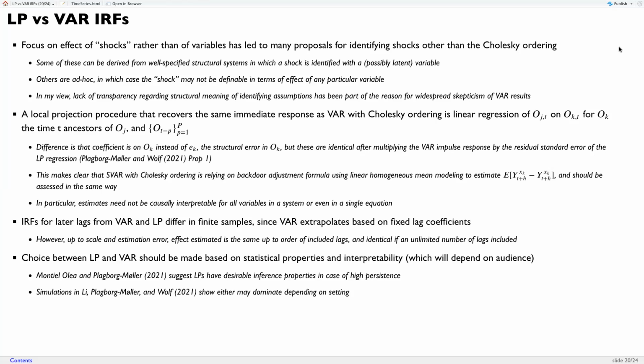And so, if you think that's good, then maybe this is okay. If you think that's bad, then maybe it's not okay. The IRFs will differ between these different approaches in finite samples because you do some extrapolation, but the distribution is equivalent. And if you include an arbitrary number of lags, you get equivalent results. And so LP versus VAR is not OLS versus something weird, it's OLS versus OLS. So you should base that on statistical properties, which some people have done some analysis of, and the answer is it depends.